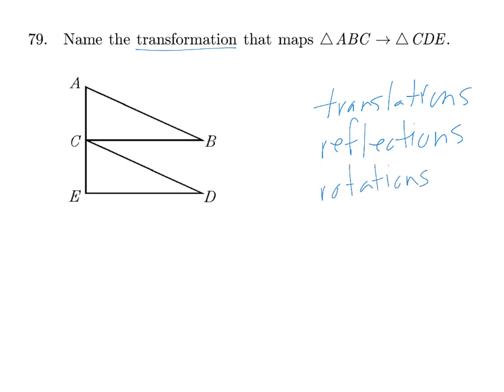All right, so what's taking place here? All right, going from triangle ABC to CDE. All right, A went to C, and B went to D, and C went to E. All right, so every point shifted the same direction and the same distance. So that's simply a translation. Done.